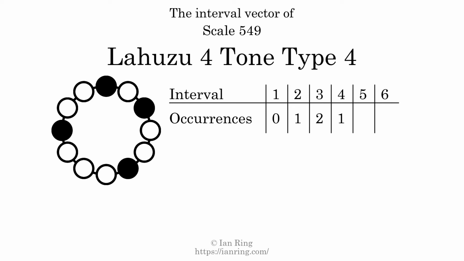There is one interval with the size of 4 semitones. It is here. There are 2 intervals with the size of 5 semitones. They are here, and here. There are no intervals with the size of 6 semitones. Each interval does not appear in this scale a unique number of times, so this is not a deep scale.